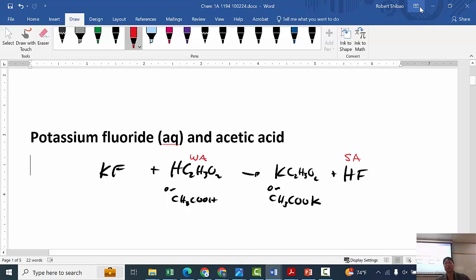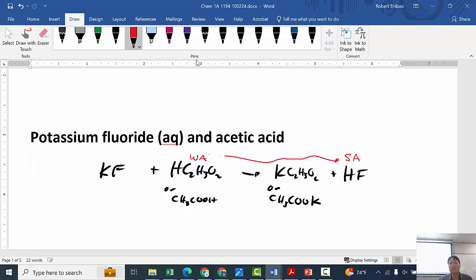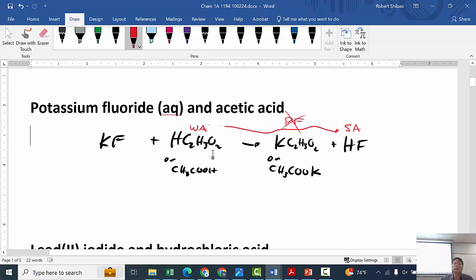So I'd like you to show me why there's no driving force. We're going from weaker to stronger, and so there's no driving force, basically. In other words, we're going uphill in this particular reaction, and the downhill direction is the reverse. So the reverse reaction is favorable, the forward reaction is not favorable.